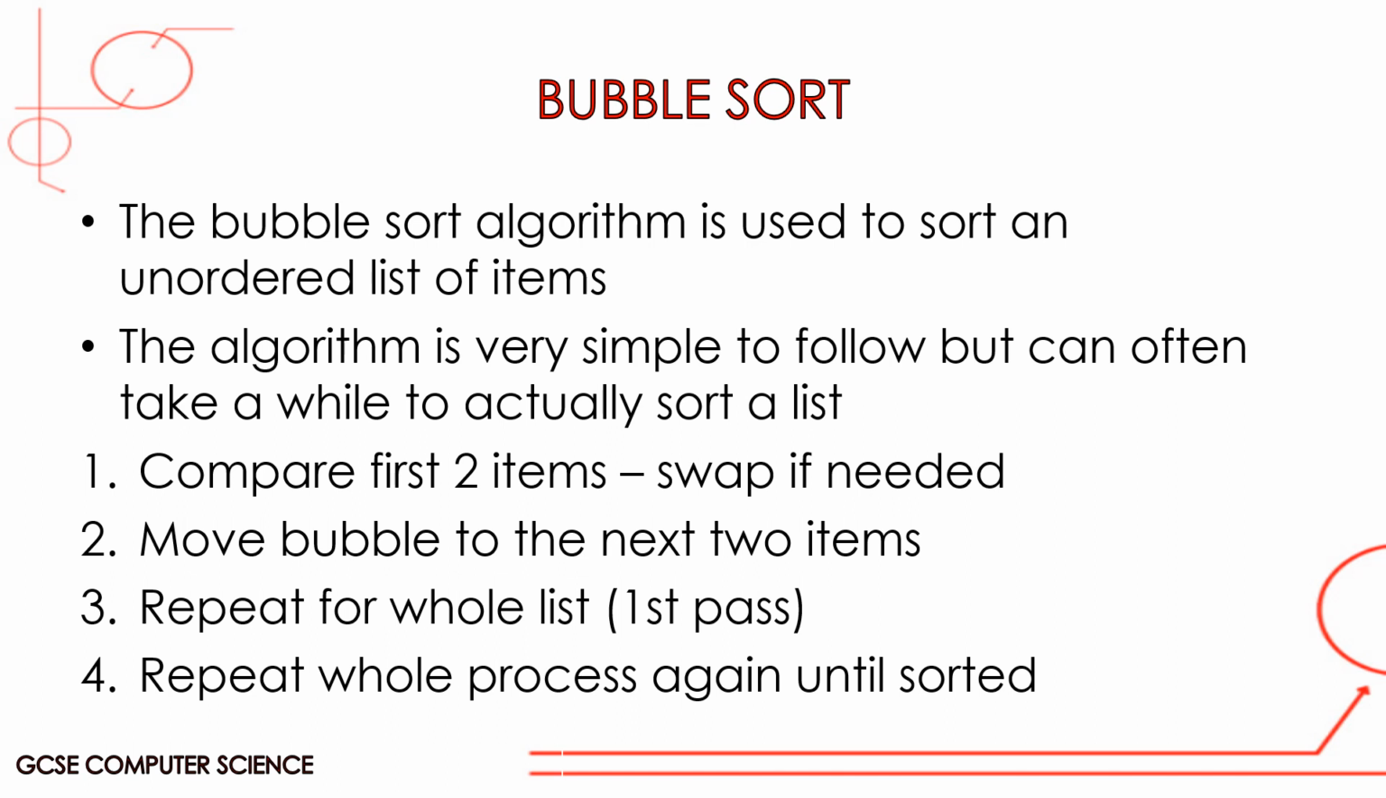These are the steps that it follows. It compares the first two items and swaps them if needed. Then it moves the bubble onto the next two items and repeats the first step. It repeats this for the whole list, and once it gets to the end, it's called the end of the first pass. Now it repeats the entire process again until the list is sorted.